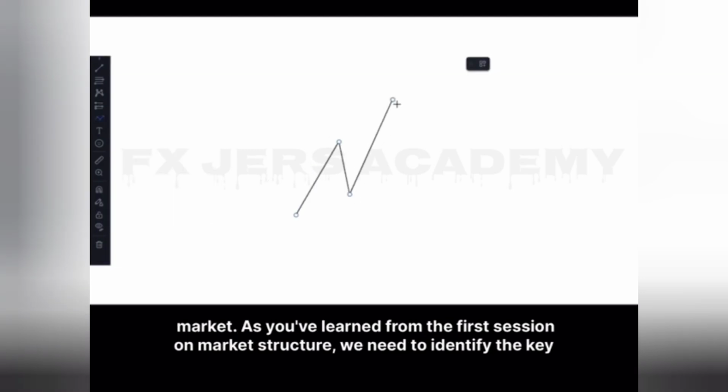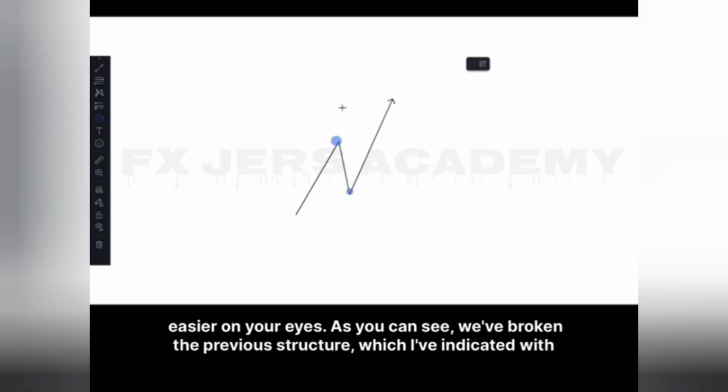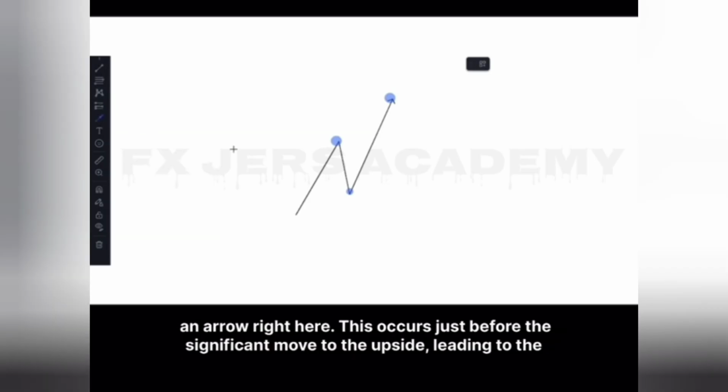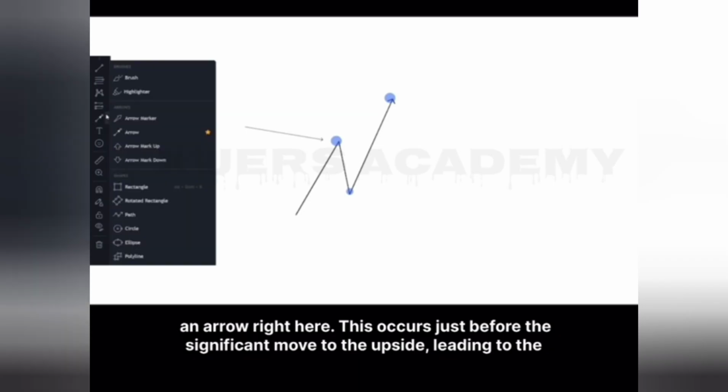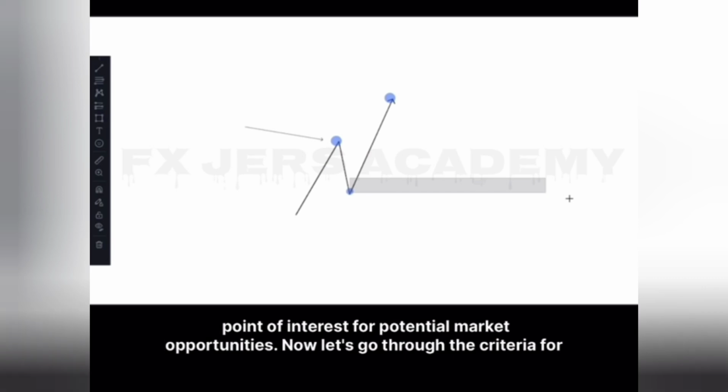As you've learned from the first session on market structure, we need to identify the key highs and lows. Look at this diagram. First, let's mark the highs and lows using blue to make it easier on your eyes. As you can see, we've broken the previous structure, which I've indicated with an arrow right here. This occurs just before the significant move to the upside, leading to the formation of a higher high. The demand zone is located at the higher low. This area is our next point of interest for potential market opportunities.